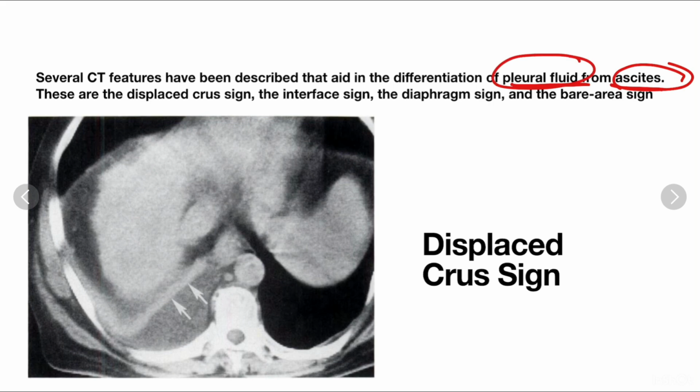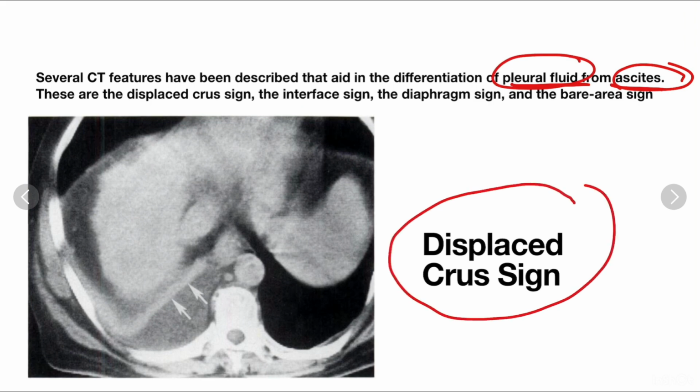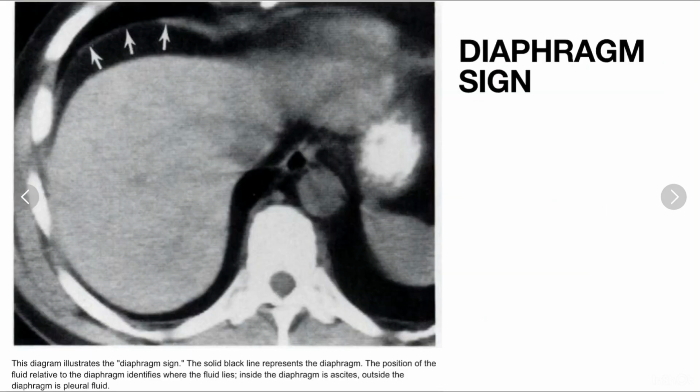So there are four signs which used to differentiate whether it is pleural fluid or ascites. The first sign is the displaced crus sign. What is the displaced crus sign? The displaced crus sign is seen due to pleural effusion. Here, if pleural fluid accumulates, it pushes the diaphragm, and if it pushes the diaphragm, it produces the displaced crus sign.